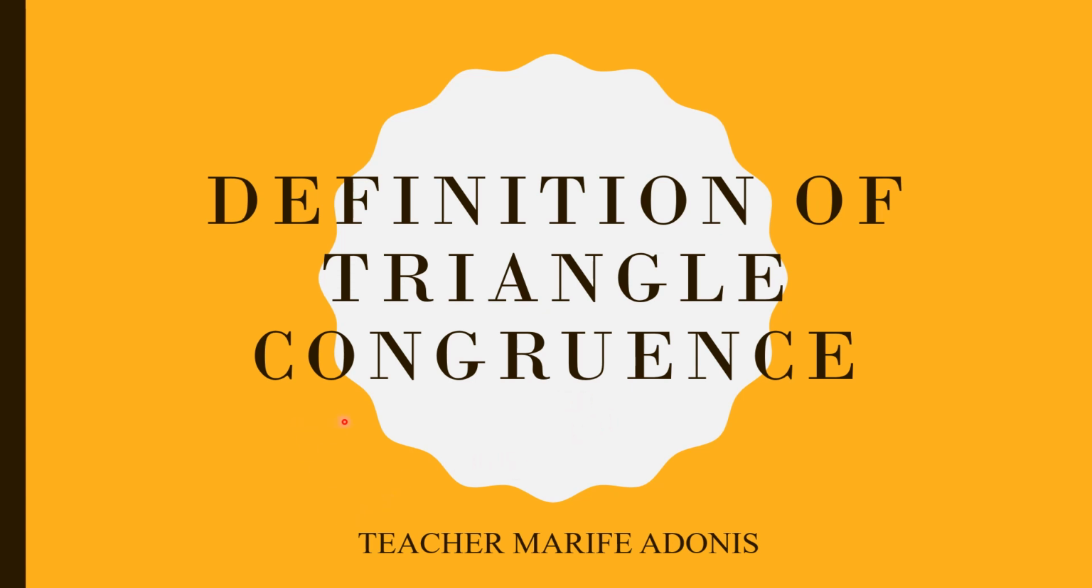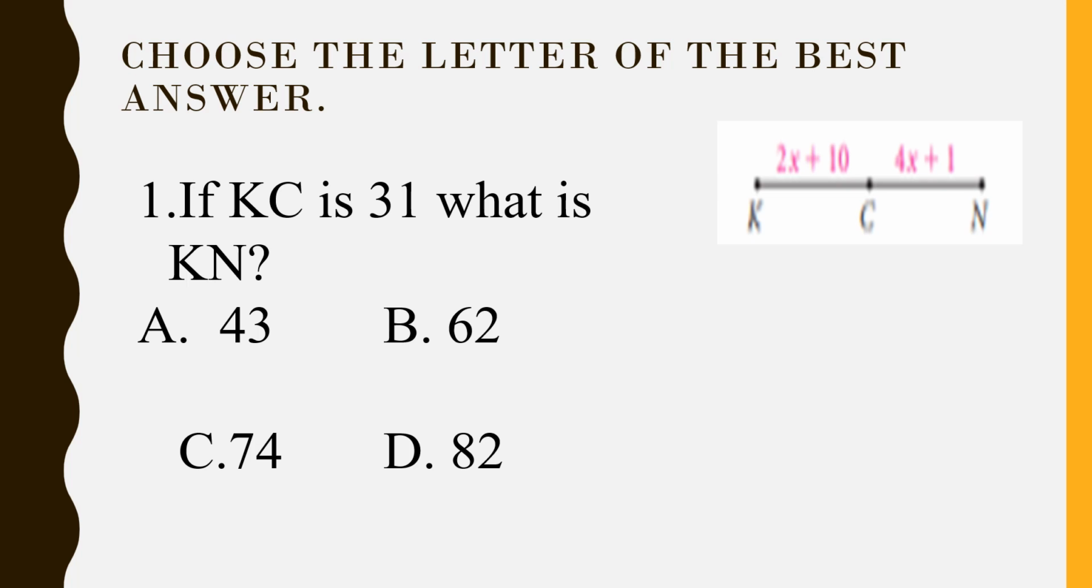Our lesson for today is about the definition of triangle congruence. Okay, so guys, let's review. If KC is 31, what is KN? As you observe here, C is in the middle. So if this is 31, that means this is also 31. So 31 plus 31 is 62. Get it?